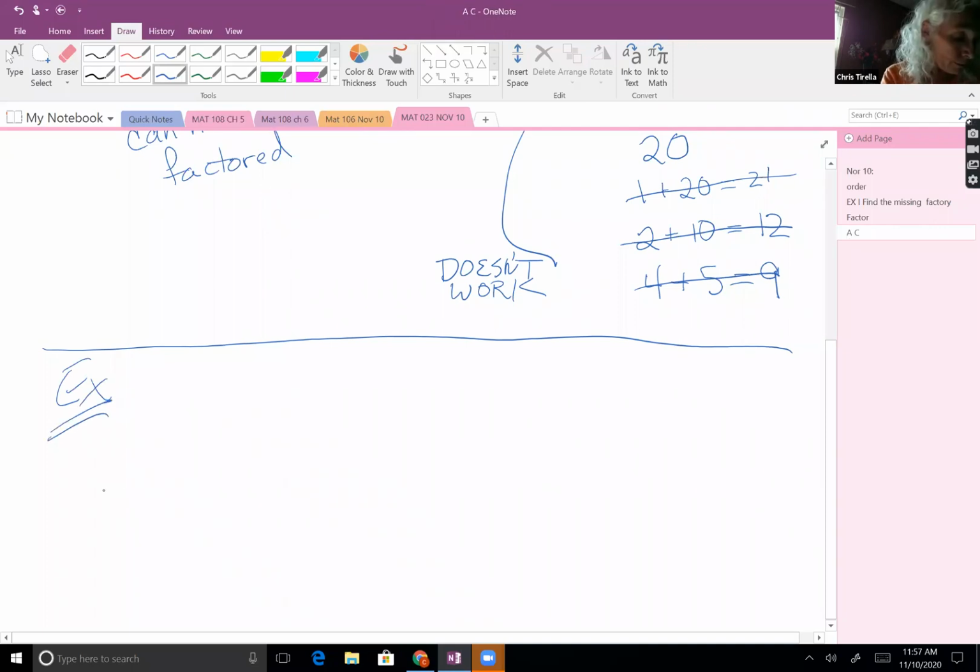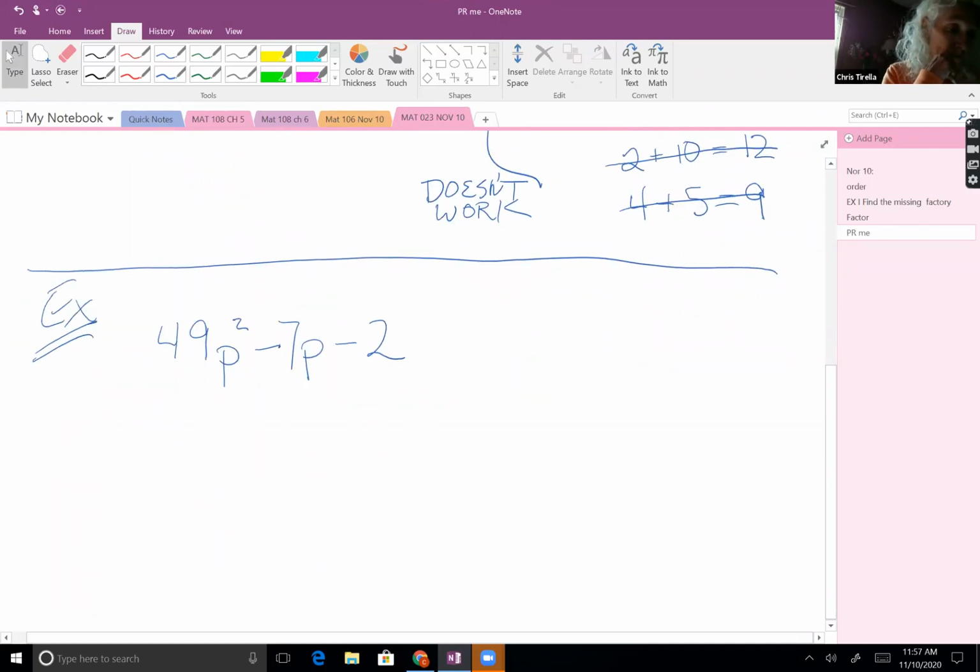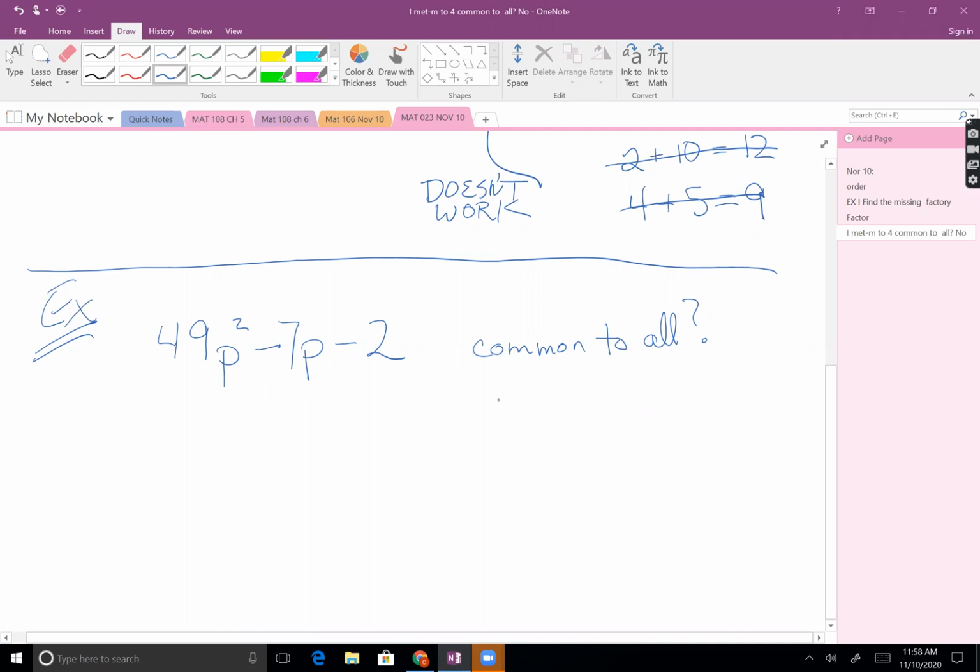Another example. Let's look at 49p squared minus 7p minus 2. In this one, are there any common factors to all? Is there any numbers that go into 49, 7, and 2? I don't think so. So are we going to use that AC grouping method?